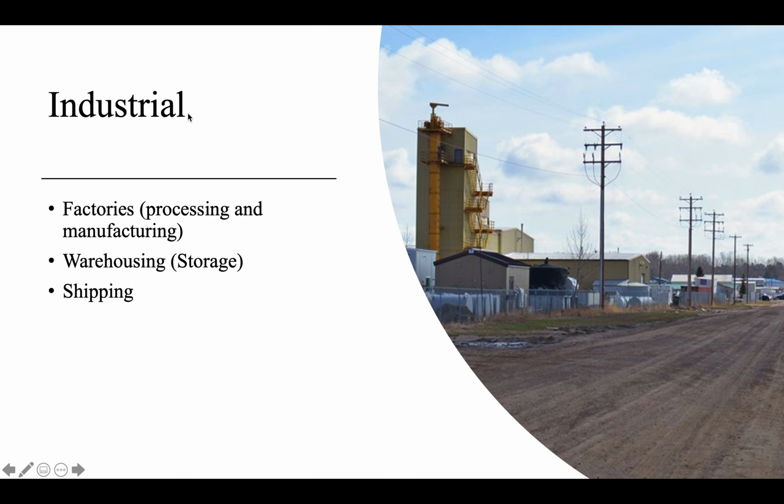Industrial land use includes factories that engage in processing and manufacturing, warehouses that are used for storage, and things like distribution centers that ship things and move goods.